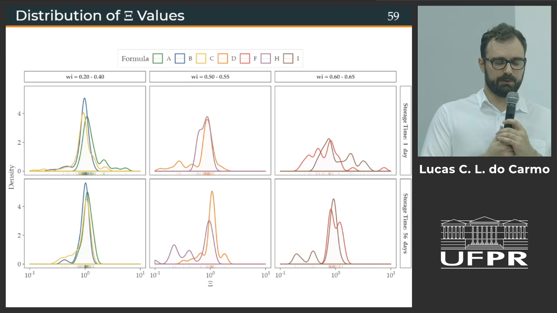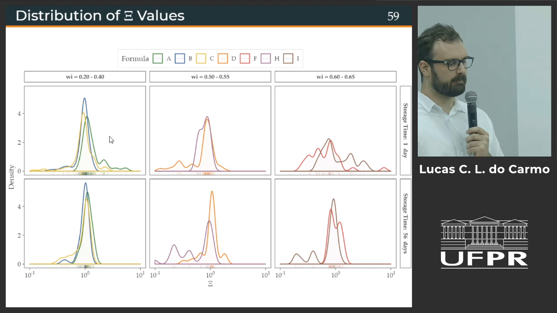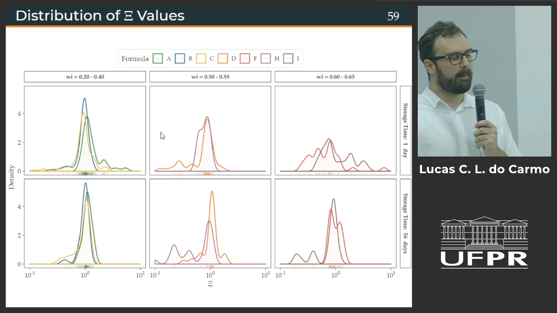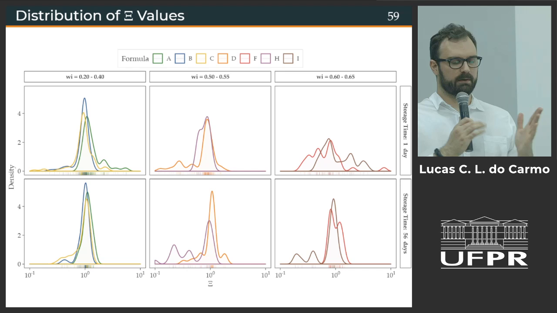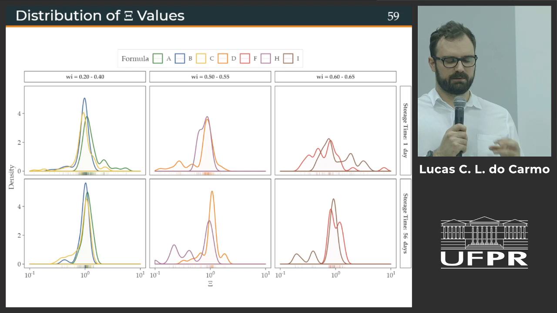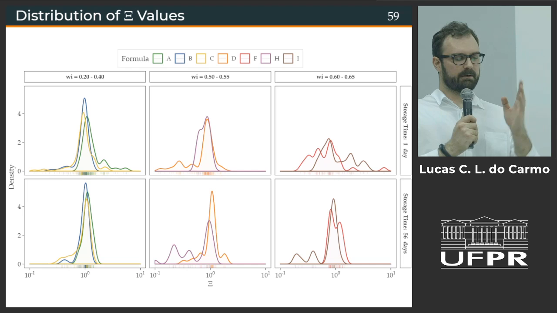So on the left, we have formulas A, B, and C on the storage time of 1 day, or after 24 hours of production. And here on the bottom, after 56 days of production, we see that the C values, which are that ratio, are much more narrow. The distribution of these values is much more narrow, which indicates to us that these formulas do not change a lot over temperature cycles. All of those ratios are very close to one.